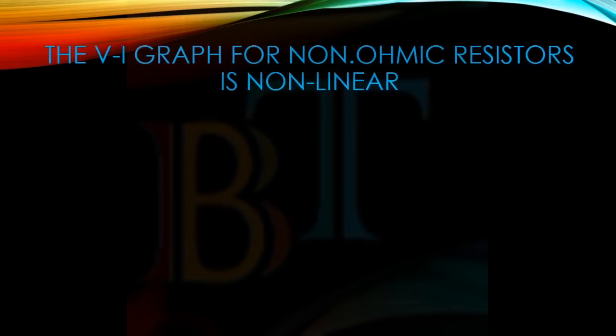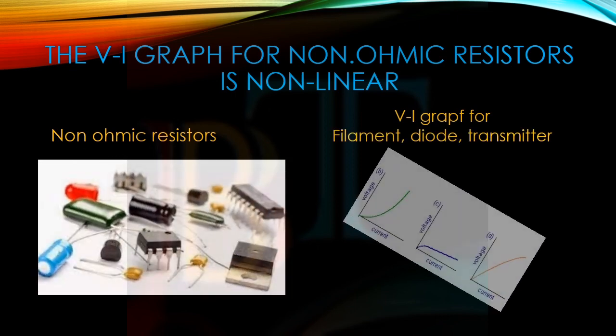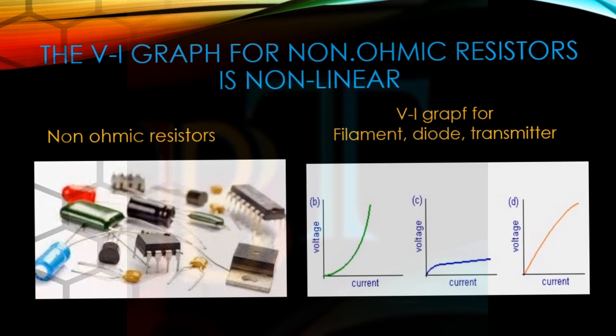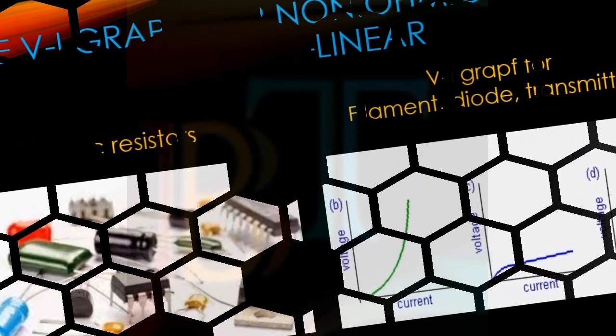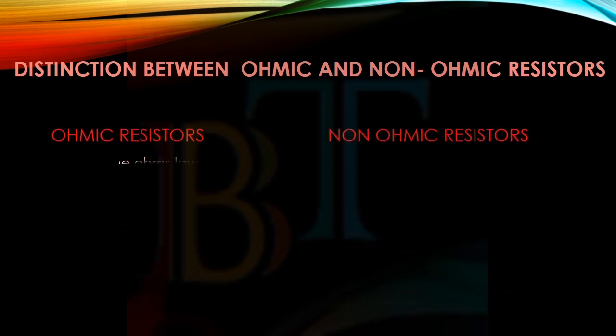In non-ohmic resistors, the VI graph will be non-linear or it is a curve. Example, diode valve, triode valve, junction diodes, etc. For all these conductors, the graph plotted for potential difference V against current I is not a straight line but a curve. Hence, we can differentiate ohmic and non-ohmic resistors in such a way that ohmic resistors obey Ohm's law and non-ohmic resistors do not obey Ohm's law.